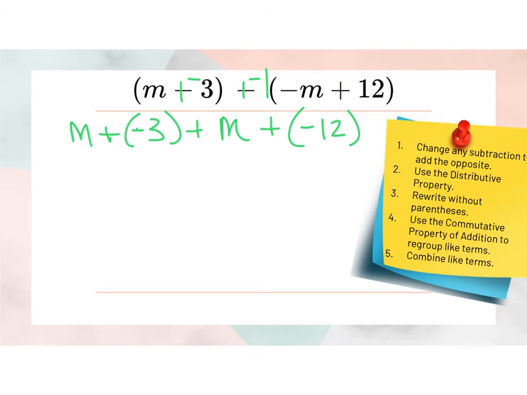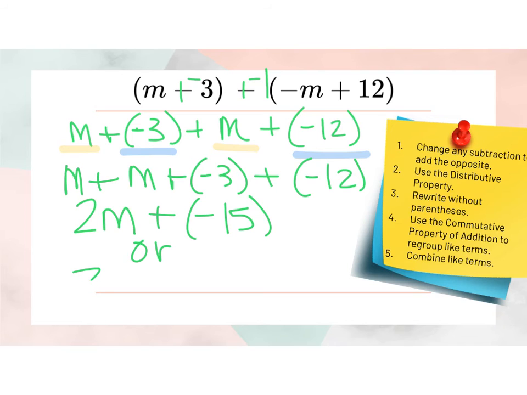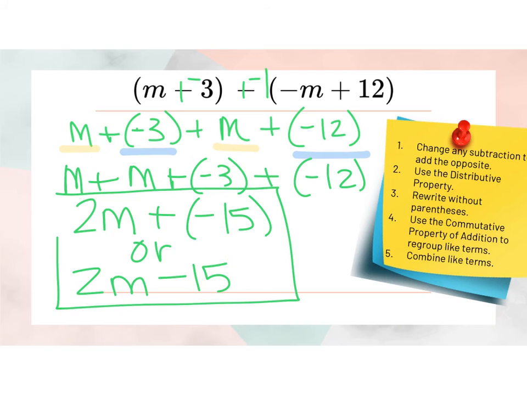Find your like terms, m and m, negative 3 and negative 12. This would be m plus m plus negative 3 plus negative 12. M plus m is 2m, and negative 3 plus negative 12 is negative 15. This can be written as 2m plus negative 15 or 2m minus 15. Those are the exact same solution, and you will on occasion see them written both ways.